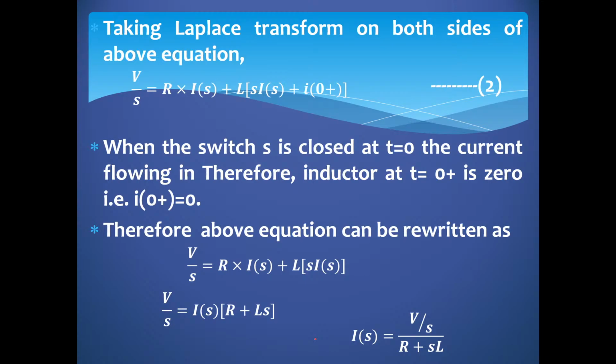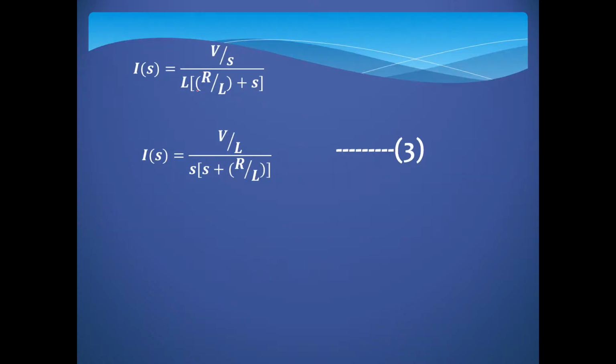Let us proceed further. I'm going to rearrange the terms. My aim is that I don't want any coefficient of s. Here s is there and the coefficient of s is L. I don't want this L beside s. So what I have done, see in the next slide, is I have taken L common. If you take L common, you will get R by L plus S.